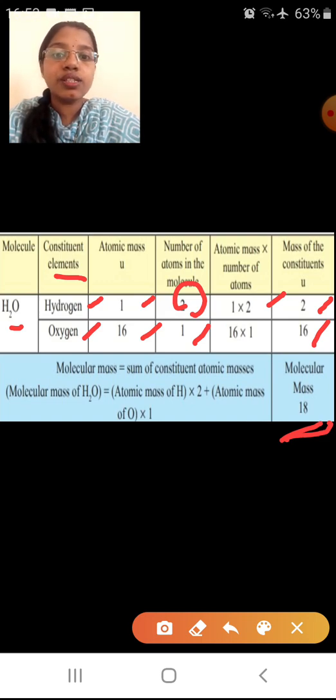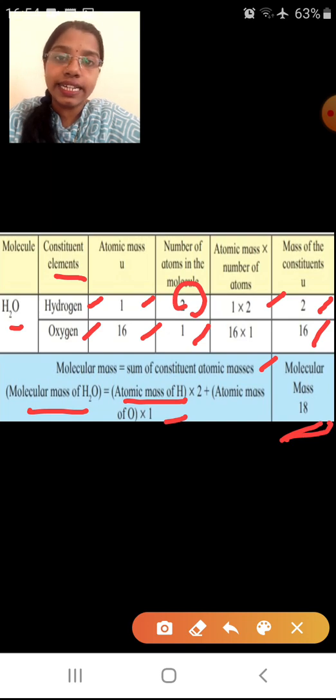Okay students, so molecular mass is equal to the sum of constituent atomic masses. Can you see it written here? So the molecular mass of H2O is equal to the atomic mass of hydrogen multiplied by 2. Why is it 2? Because 2 hydrogens are there, plus the atomic mass of oxygen multiplied by 1. Why? Because the oxygen atom is only 1, so it is multiplied by 1. And when you do this calculation, you get the molecular mass of water as 18.